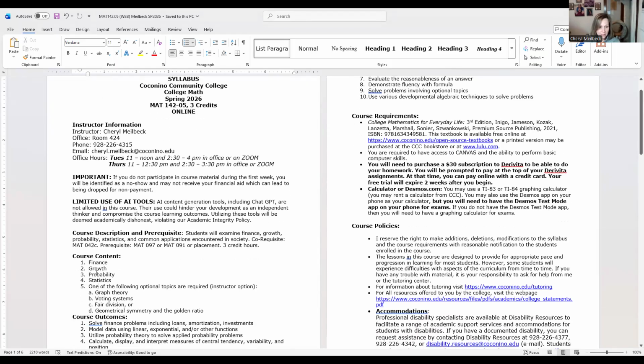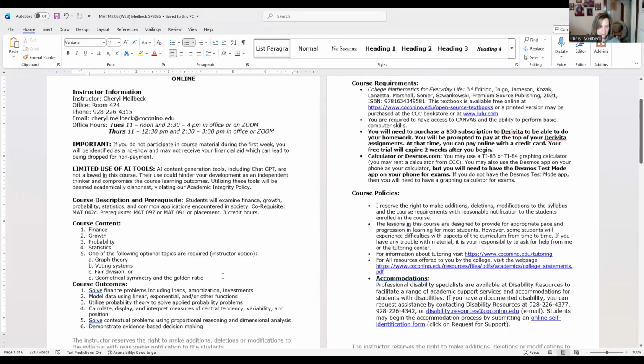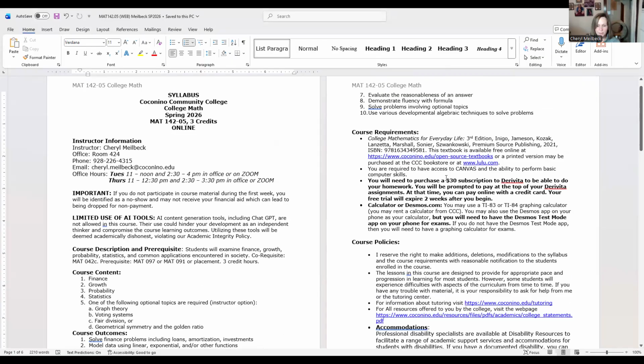We're going to be covering these topics in our course, starting with statistics, then probability. We'll go on to growth, finance, and voting systems. These are the outcomes which match those topics.